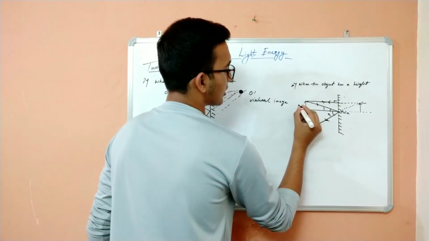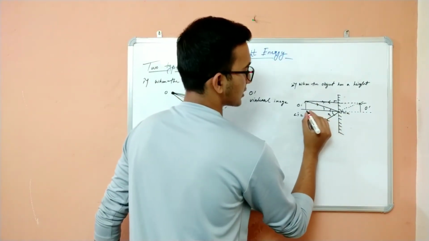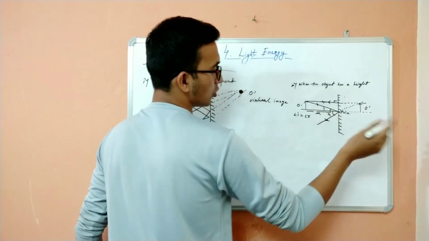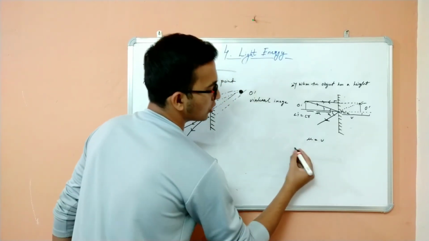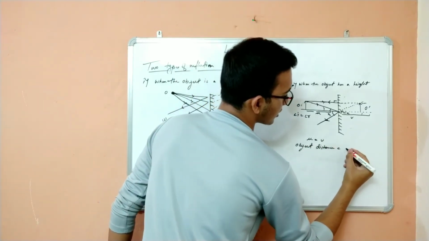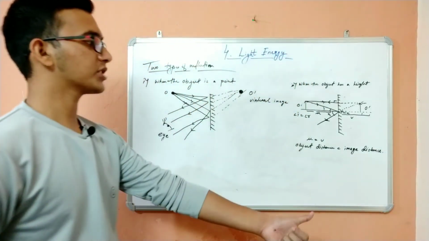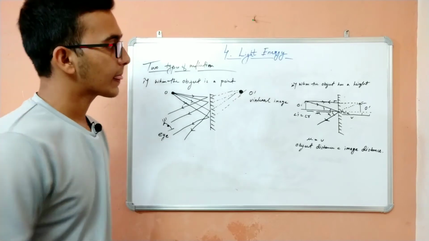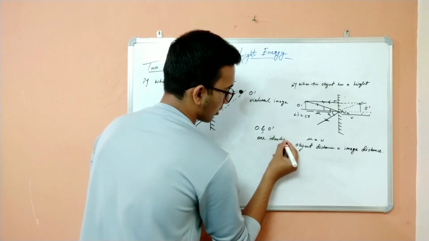If the object is O, then the image that is formed is O dash. The distance between the object and the pole is U, and the distance from the pole to the image is V. Then U is equal to V. U is the object distance, and V is the image distance. The distance from the pole to the object and from the pole to the image is always equal. O and O dash are identical, meaning they look the same.